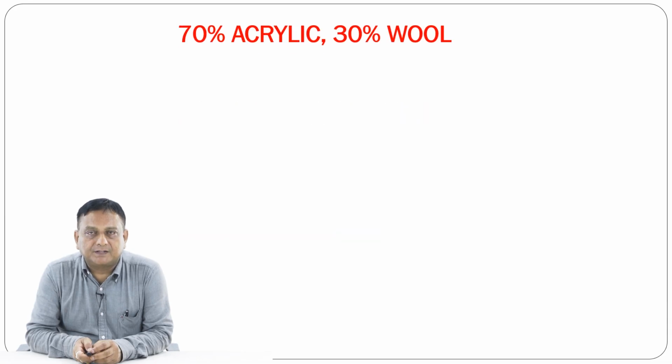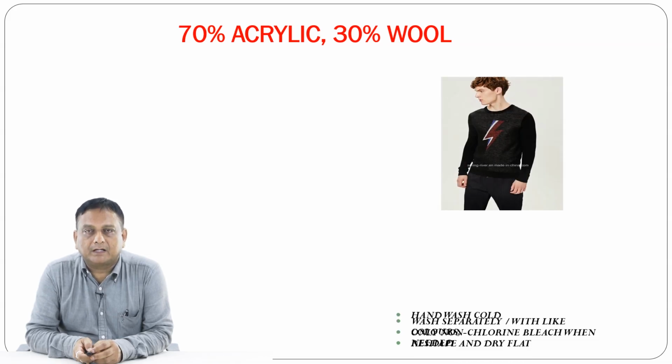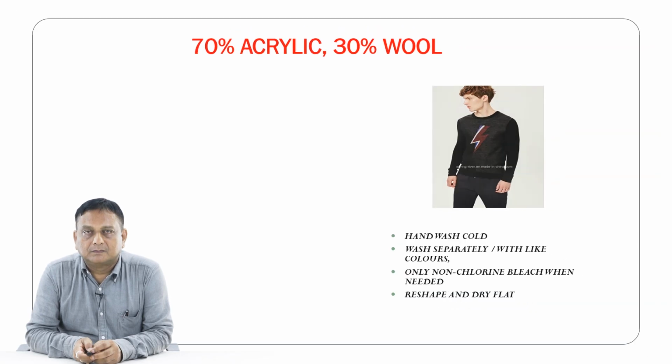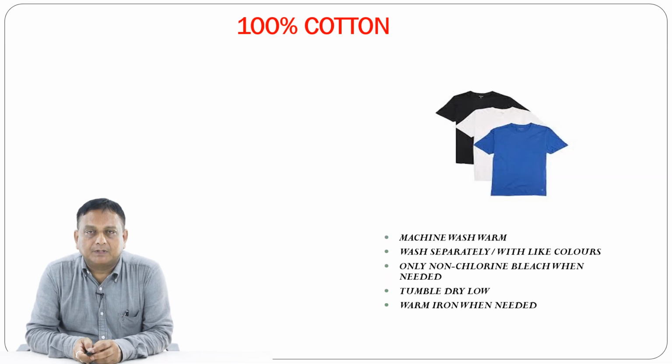on the garment. Let us see now different case studies, like 70% acrylic and 30% wool. What type of care labeling is to be applied? Hand wash, okay, wash separately with light colors, only non-chlorine bleach when needed, then reshape and dry flat. Different types of conditions, like 100% cotton, the same care label should not be applied.